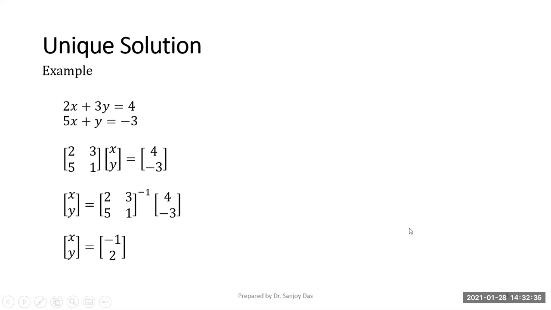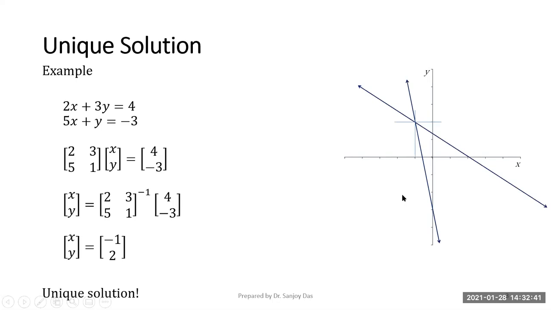And this can be viewed graphically. This is a unique solution. This is the graphical interpretation. So 2x plus 3y equals 4 is this straight line here. And 5x plus y equals -3 is this line here. And the two lines intersect here. And that's the solution, -1, 2. X equals -1, y equals 2. That's our solution. The solution is unique.